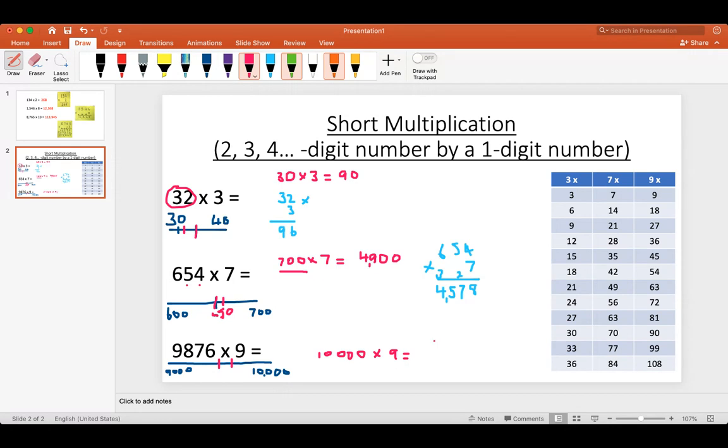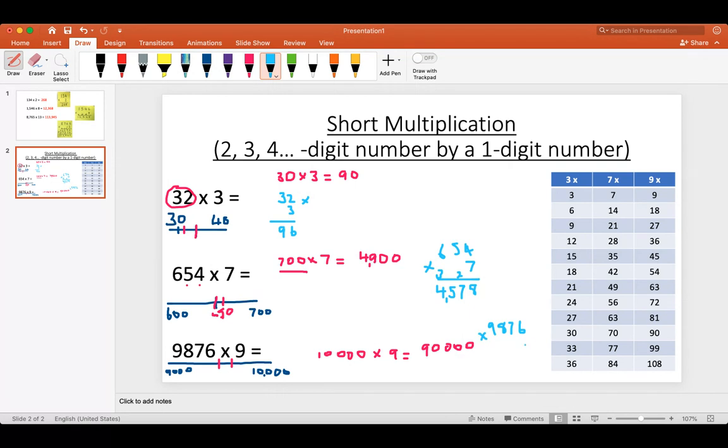10 times 9 is 90, or 1 times 9 is 9. And I'm using big numbers now. So I'm going to have 90,000. So my answer is going to be roughly around there. So let's do a quick calculation now to solve the actual question. So, sorry, that's a little bit far away. Let's bring number 6 back.